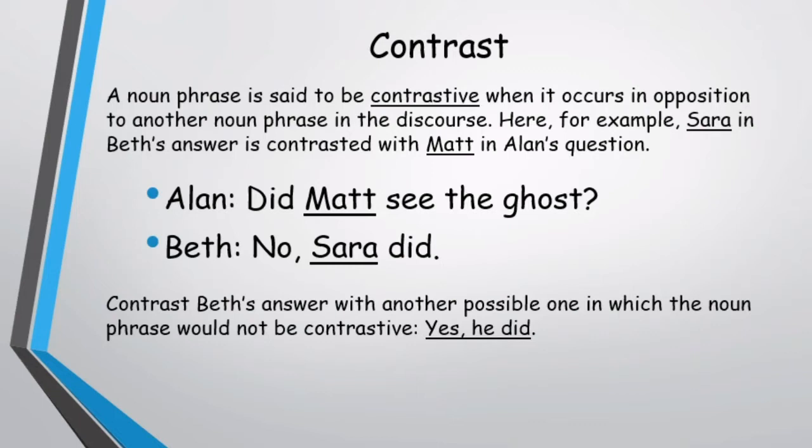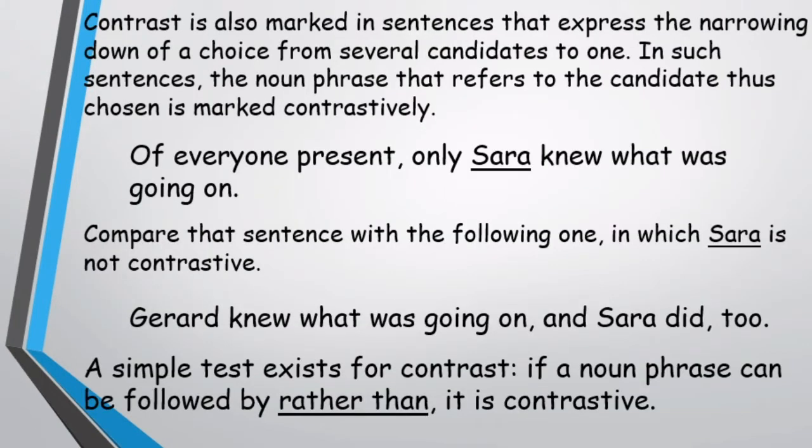Contrast Beth's answer with another possible one in which the noun phrase would not be contrasted. We can say, "Yes, they did." Contrast is also marked in sentences that express the narrowing down of a choice from several candidates to one. In such sentences, the noun phrase that refers to the candidate thus chosen is marked contrastively. Here is an example again. Of everyone present, only Sarah knew what was going on. The word Sarah opposes the word everyone.